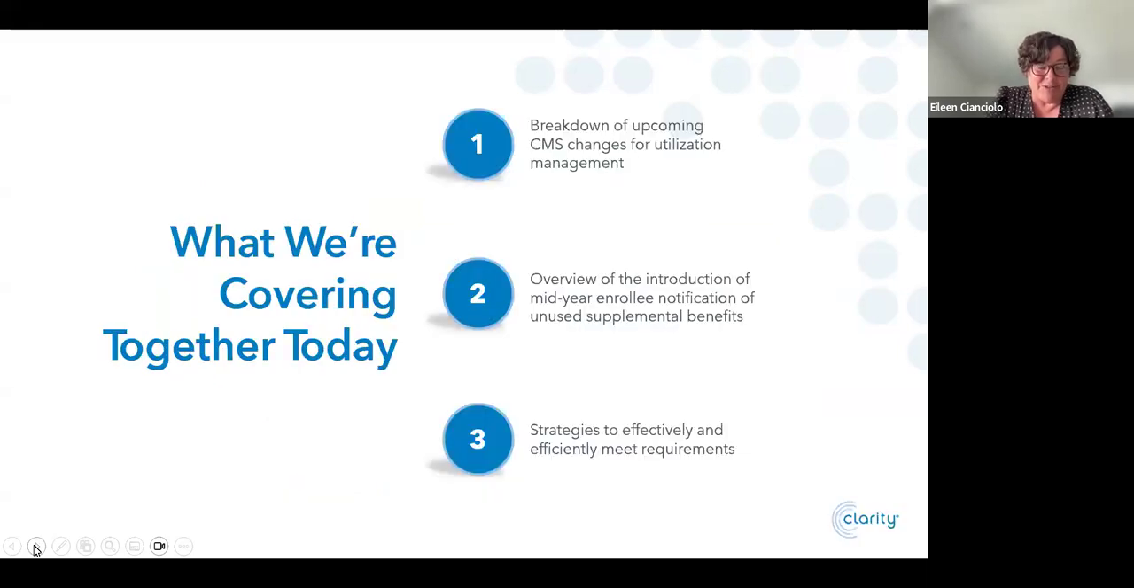What we're going to cover today is breaking down some of the CMS changes for utilization management that are coming in 2026 as well as in 2027. Then we'll spend a little time on an introduction of the mid-year enrollee notification of unused supplemental benefits changes. I know that is a mouthful. In healthcare we have so many acronyms, but we don't have one yet for this one, and we definitely need it. We'll talk about those upcoming requirements, and then some different strategies to effectively and efficiently meet them.